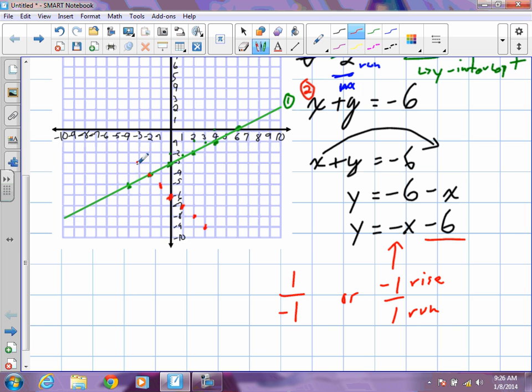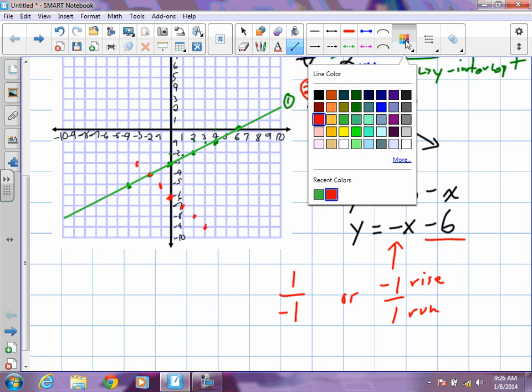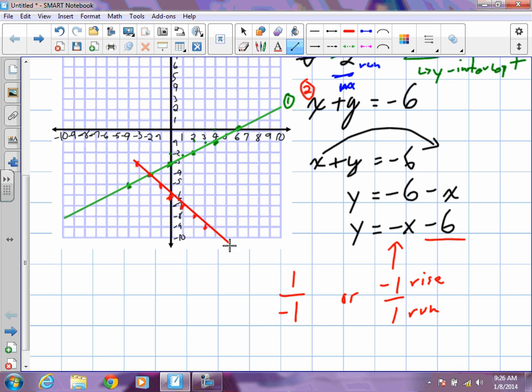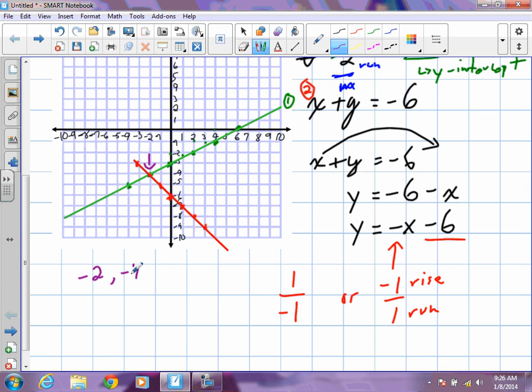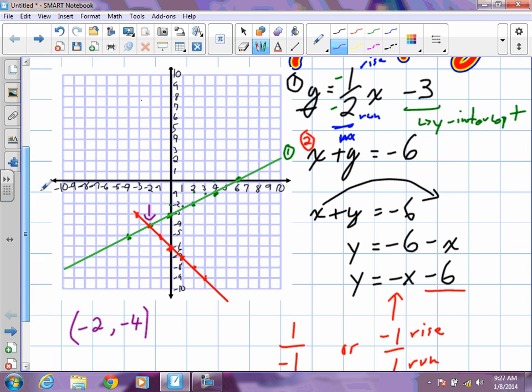And already we'll notice that these two lines are going to intersect each other. In other words, they cross. And at what point do these cross? -2 and -4. So this is the coordinate where the two lines intersect each other. Okay? Now, to make sure this is true, we need to plug this into the equations. This will just be a check. From here, this could be our answer. Our answer, or the solution to this, is -2 and -4.